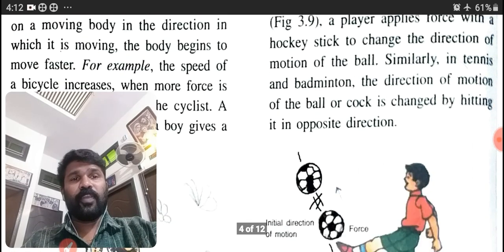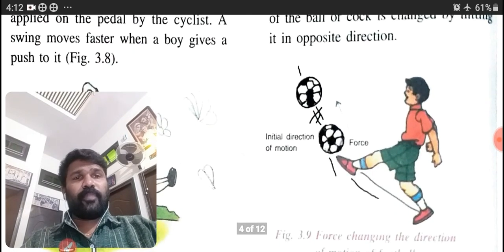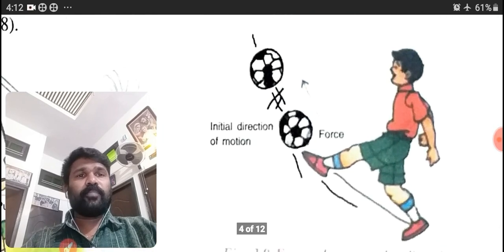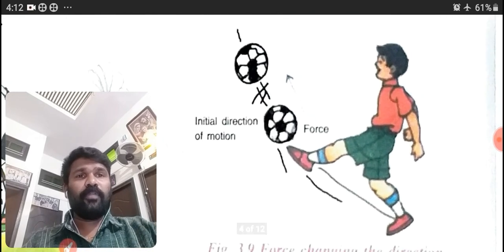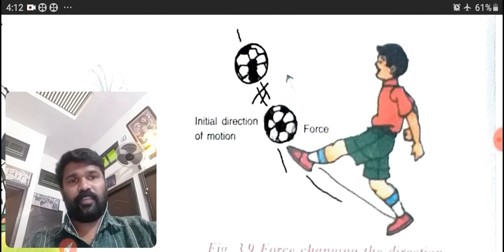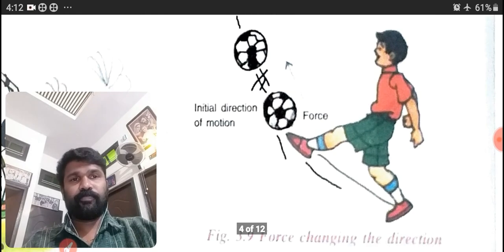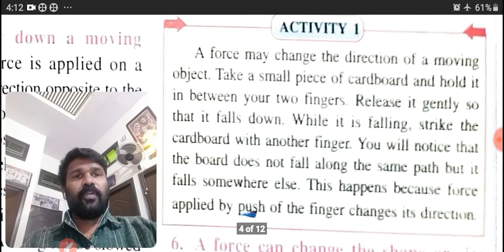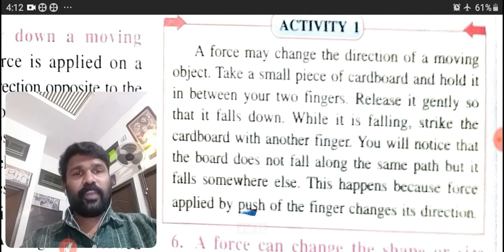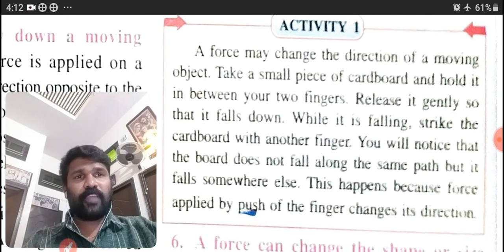Okay, students? Here you can see one boy is kicking the ball. A player is kicking the ball. By applying the force, it changes its direction. So, now one activity we can discuss. A force may change the direction of a moving object.